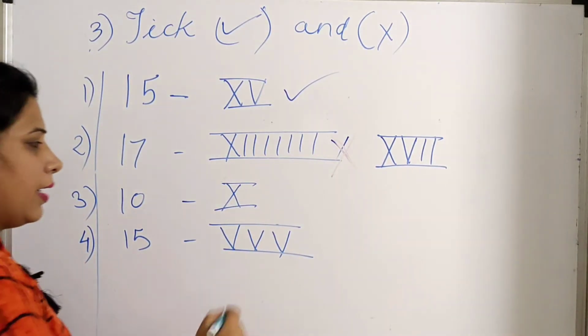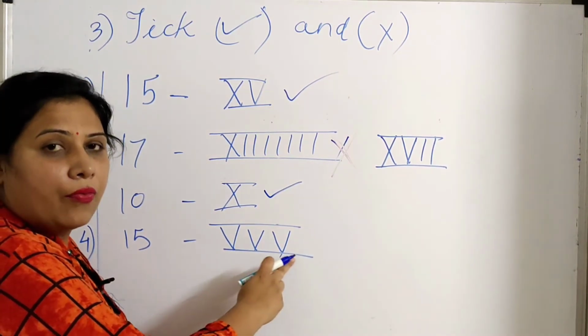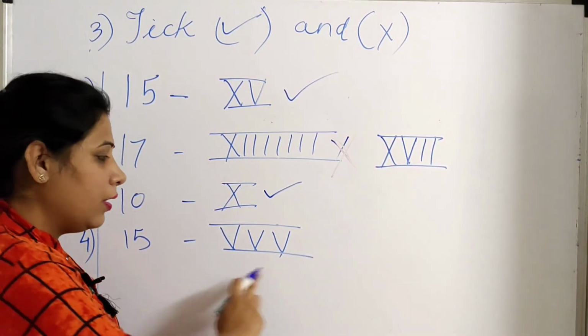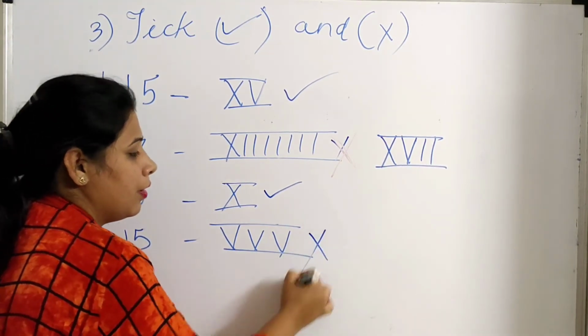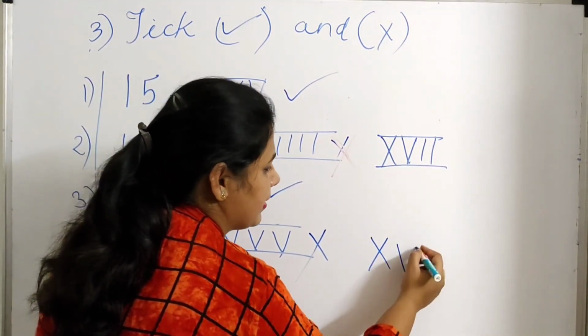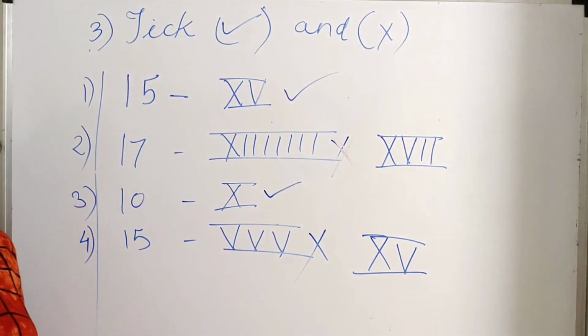This is 10. Yes, X is a 10 and 15 as 5, 5, 5. Can I write 15 in this method? No, because 15 can be written as X and V. So this is the correct notation for 15.